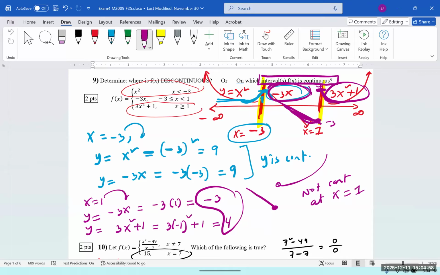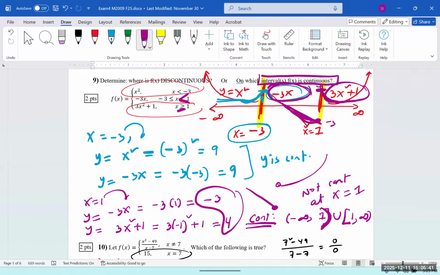And then is it continuous after +1? Yes. So continuous is from -infinity to 1. And then for 1, we have a y value. Sorry, for 1 here, we don't have a y value. So this is parentheses. And then for this function, we have a y value at x equals 1. So we put close parentheses, infinity. So it's continuous from negative infinity to 1.